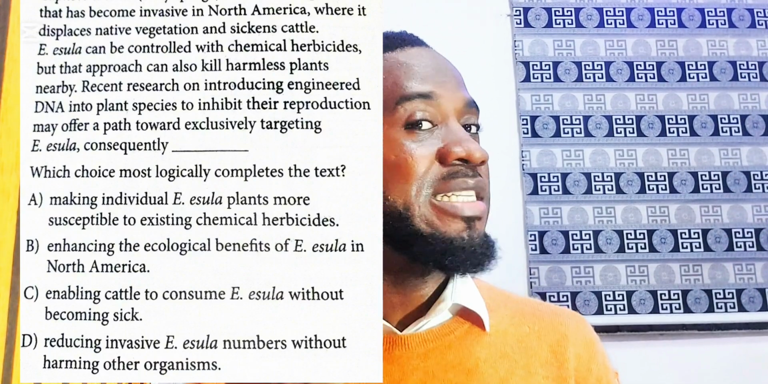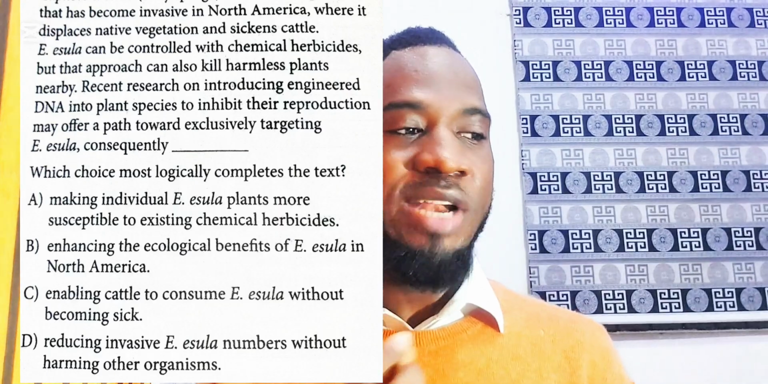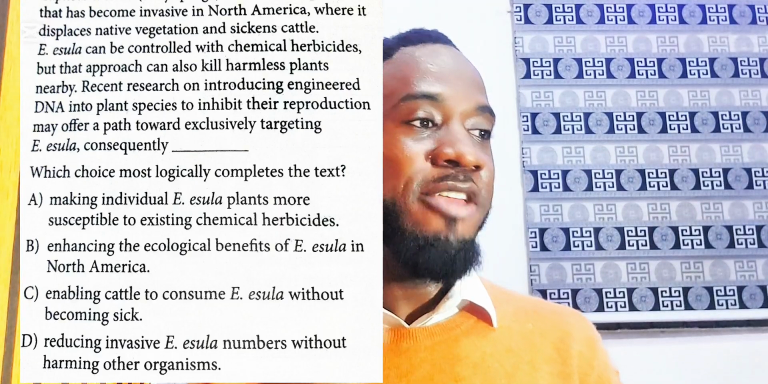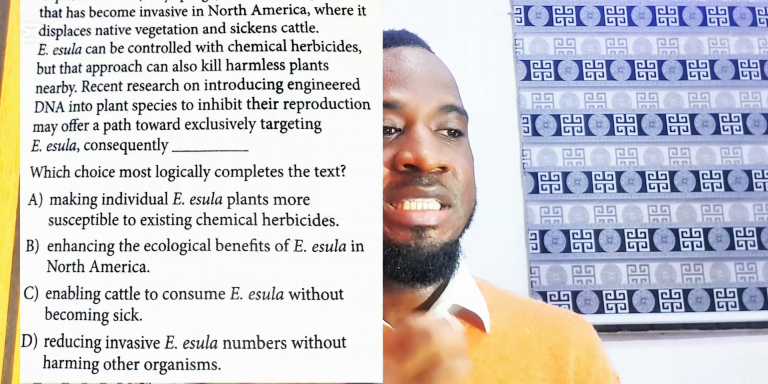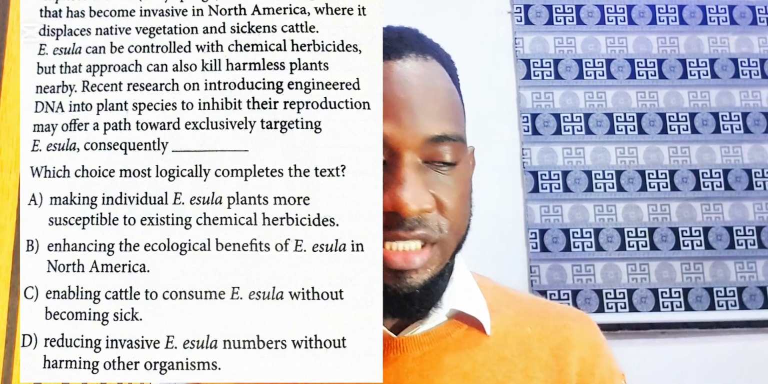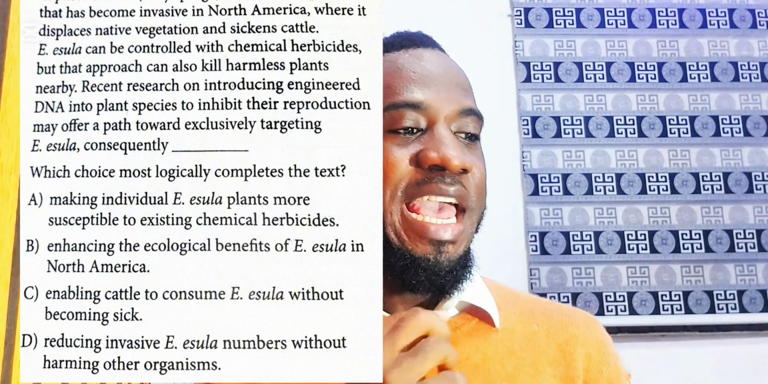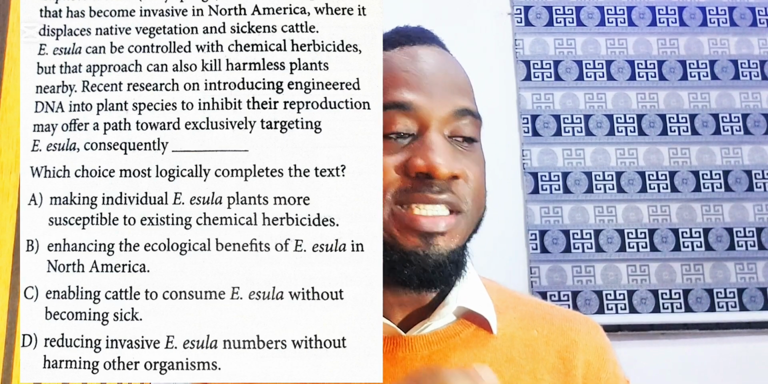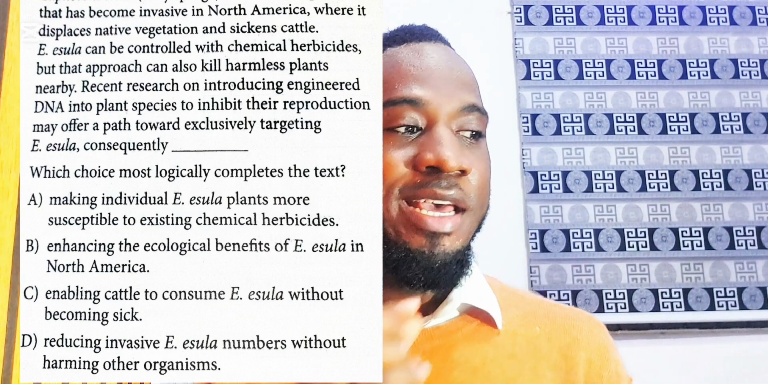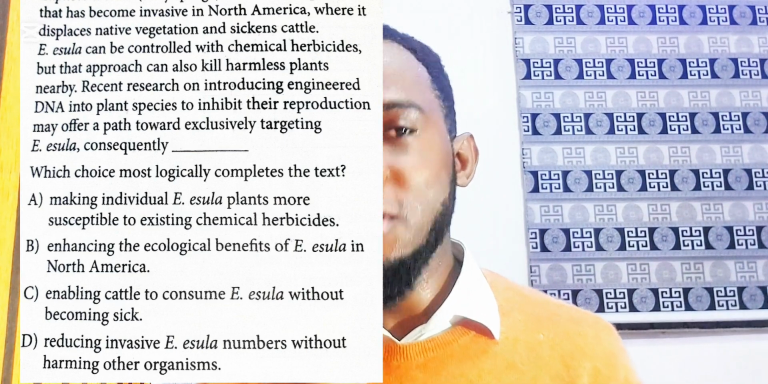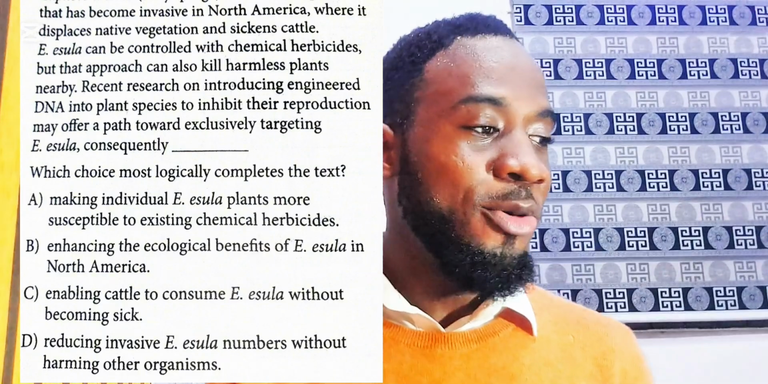Remember, this contradicts the text. The text said that chemical herbicides are ineffective. The effective process instead is the engineering DNA process. So this is totally contradicting the text, right? B, enhancing the ecological benefit. This is also another contradicting detail. Ustula does not have any ecological benefits.